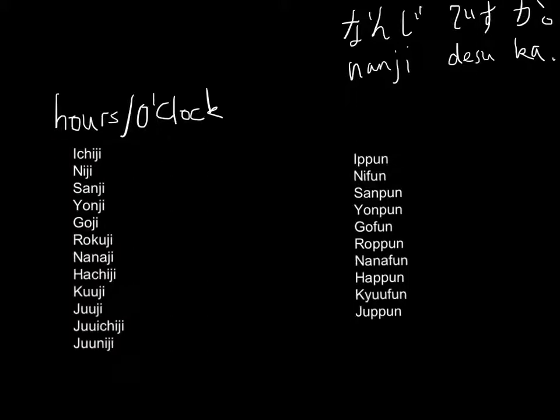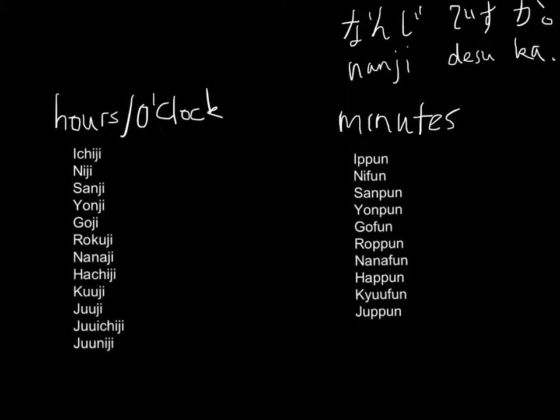Then it goes ichiji, niji, sanji, yonji, goji, rokuji, nanaji, hachiji, kuji, juji, juichiji, juniji. So basically, all it is is the number plus ji on the end. So this is relatively simple because it's got a nice easy pattern. The minutes counter, however, is a little bit harder because the pattern isn't so easy.